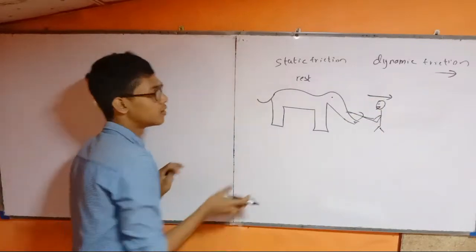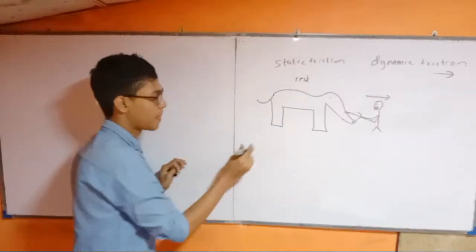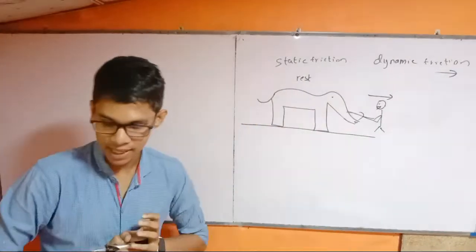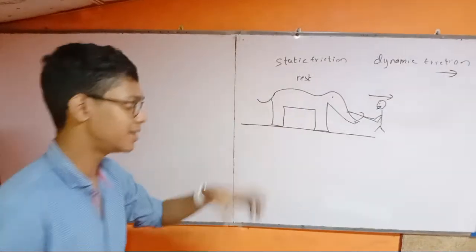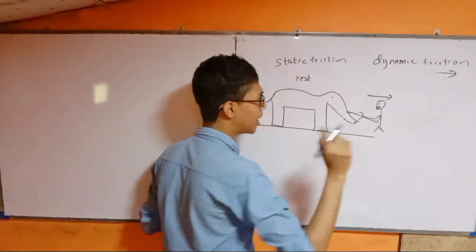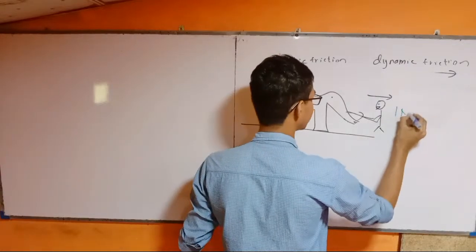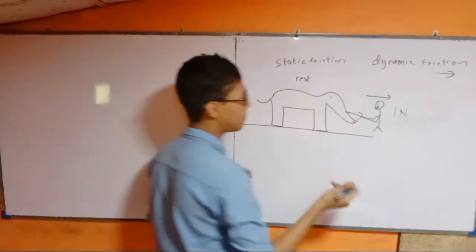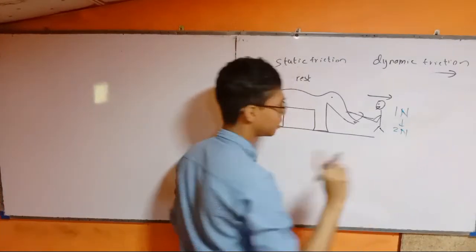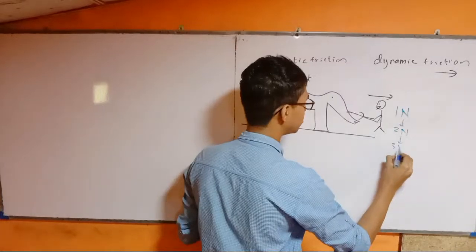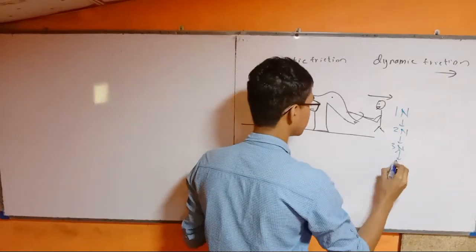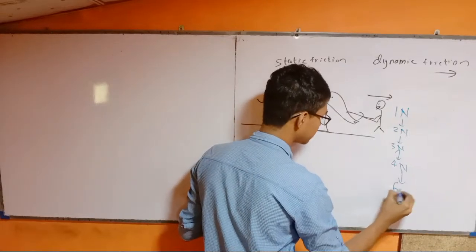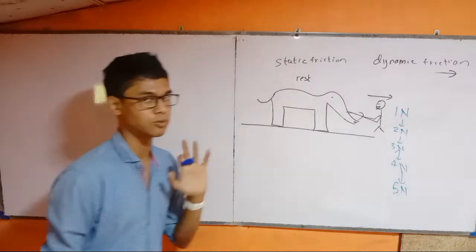So this one is at rest. Now when you are trying to pull it in that direction, friction is acting in the other direction. Let's say you are applying 1 Newton first. Not enough. Then you apply 2 Newtons. Not enough. 3 Newtons. Not enough. 4 Newtons. Not enough. 5 Newtons, and it starts to move.